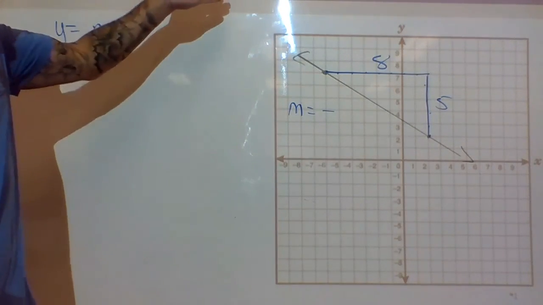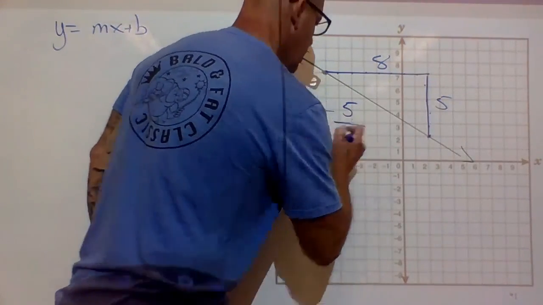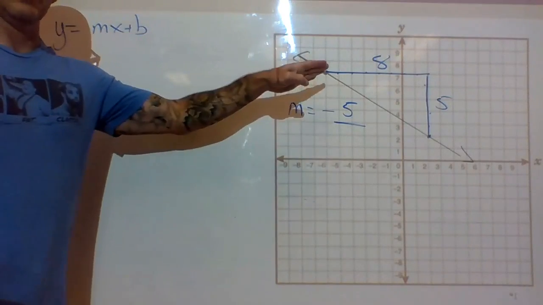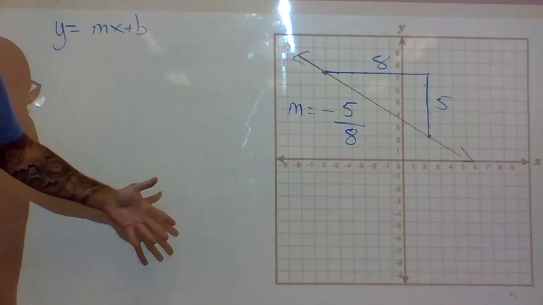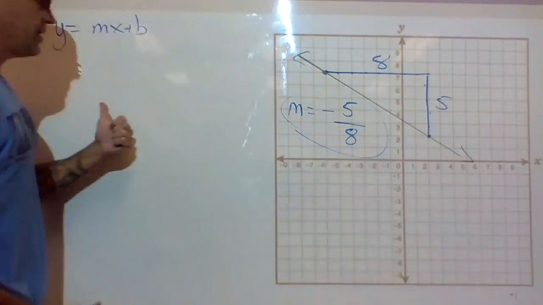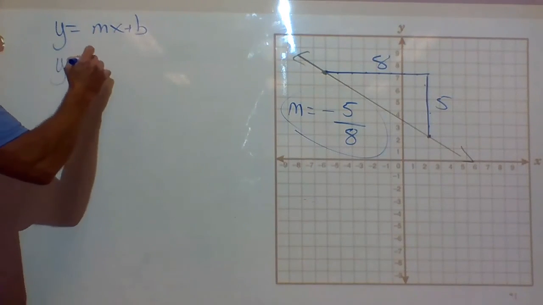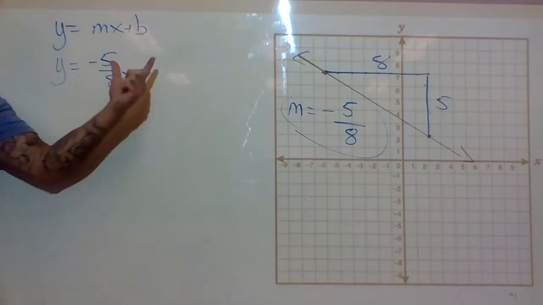So my rise or my delta y is 5. That's my rise. So that's negative 5 over my run, which is positive 8, or 8. It's that simple, okay? Keep in mind, since it's negative, it stays with the numerator. So there's my slope. Let's drop it in my equation. y equals negative 5/8 x plus my b.